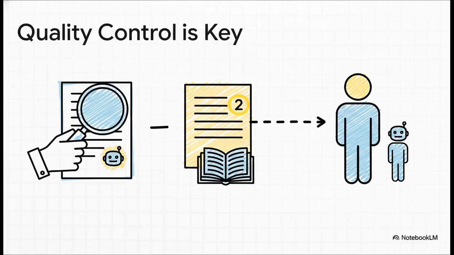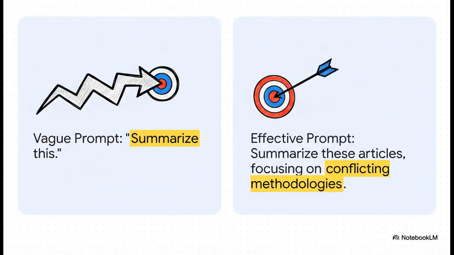This is non-negotiable. Quality control is everything. You have to verify the AI's outputs against the original sources. The good news is the tool makes this super easy with those clickable citations. I like to think of it as a very smart, very fast research assistant, but you are still the PI, you're the boss. And remember, what you get out of the AI really depends on what you put in.